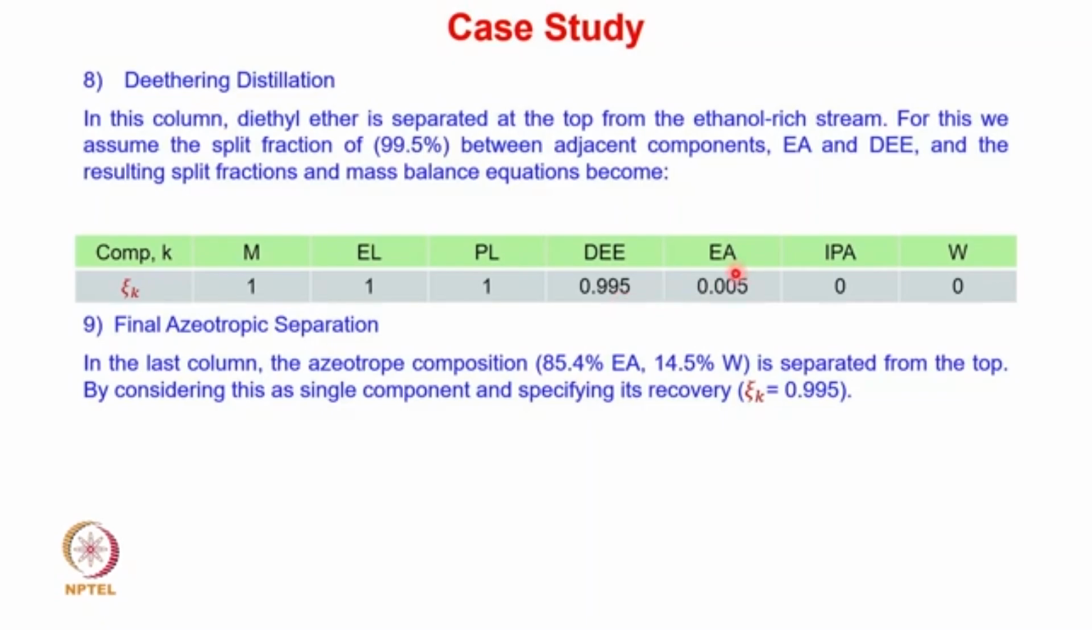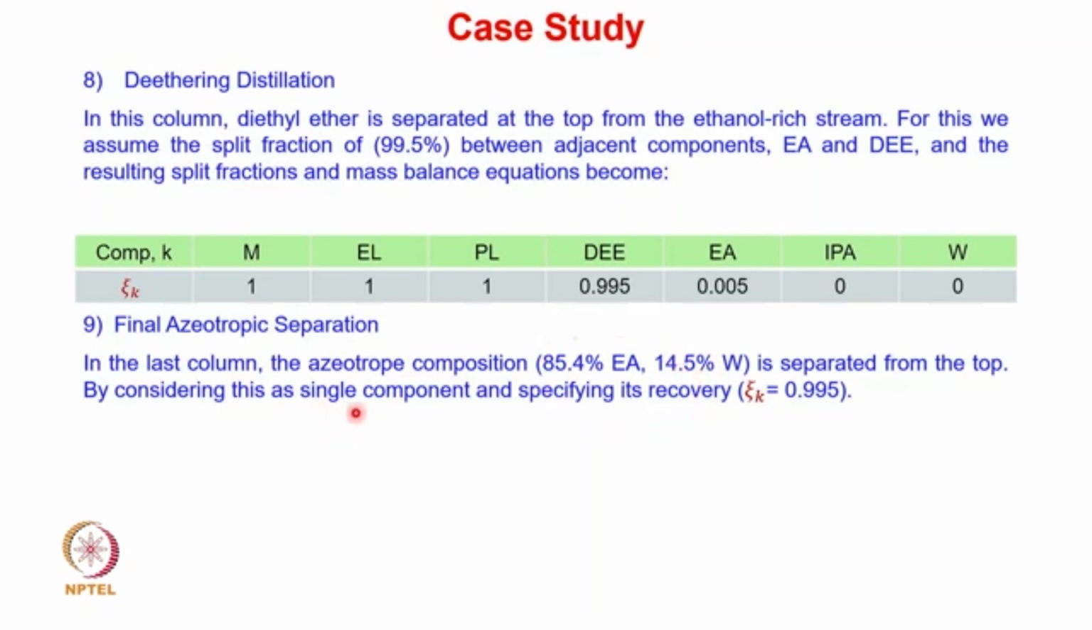Ethyl alcohol is a split fraction of 0.005. So a similar calculation we can do even for azeotropic separation, which is the last distillation column. In the last distillation column we can consider this entire azeotropic composition, which is 85.4% ethyl alcohol plus 14.5% water, together as one component, isn't it?